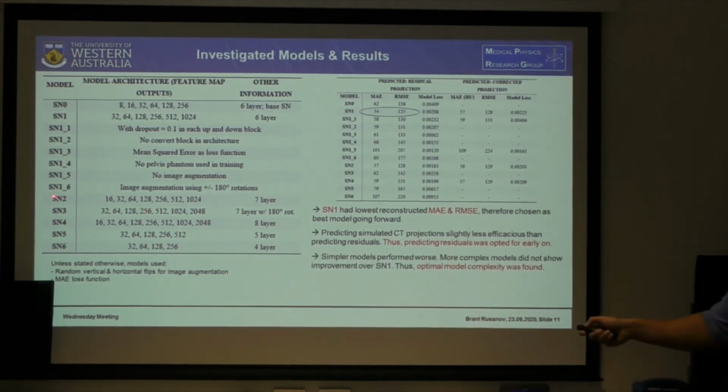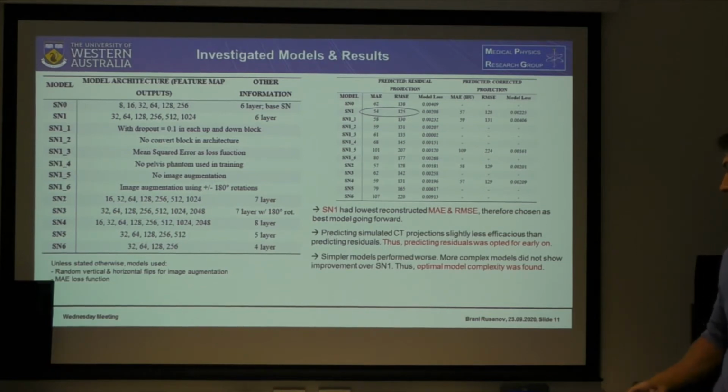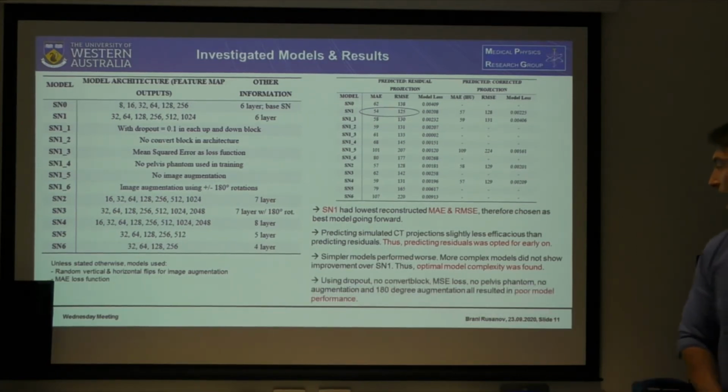Simpler models performed worse. For example, SN5 and 6 performed much worse than SN1. And more complex models did not really show much of an improvement over SN1. And therefore, we can say that optimal model complexity was found. And similarly, using the dropout and the various hyperparameter changes did not result in any improvement of the model. In fact, it severely degraded model results.